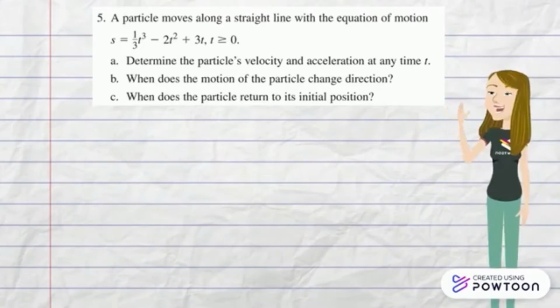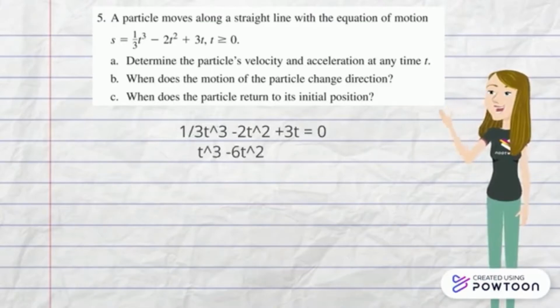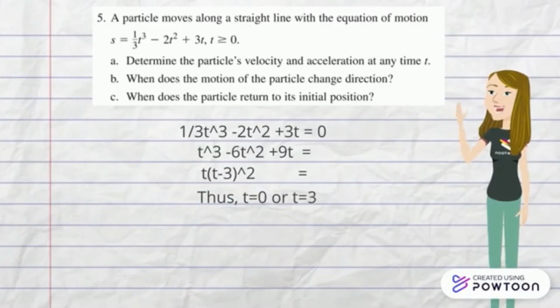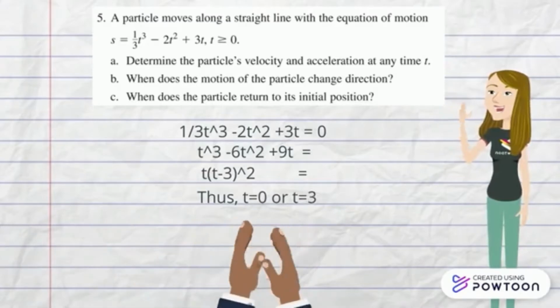For part C, initial position would mean displacement equals 0. When we simplify, we will get t cubed minus 6t squared plus 9t. After further simplification, we will get t times t minus 3 to the power of 2. Thus, t equals 0 or t equals 3. We have now completed the first application. Let's move on to the next.